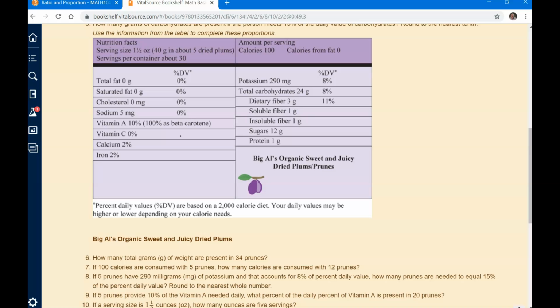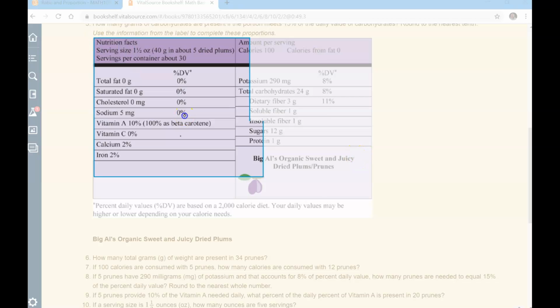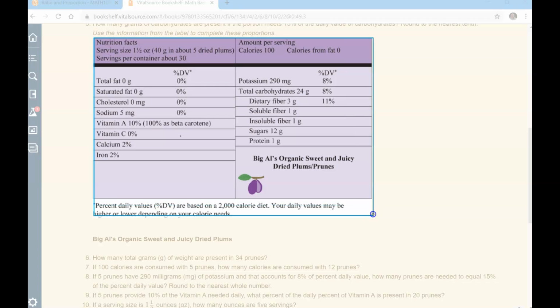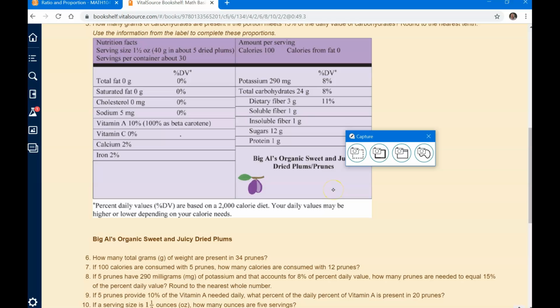Let's look at Big L's organic sweet juicy plums. I want to give you guys a chance to try this one first before I do it. You should try it. And here's the question.